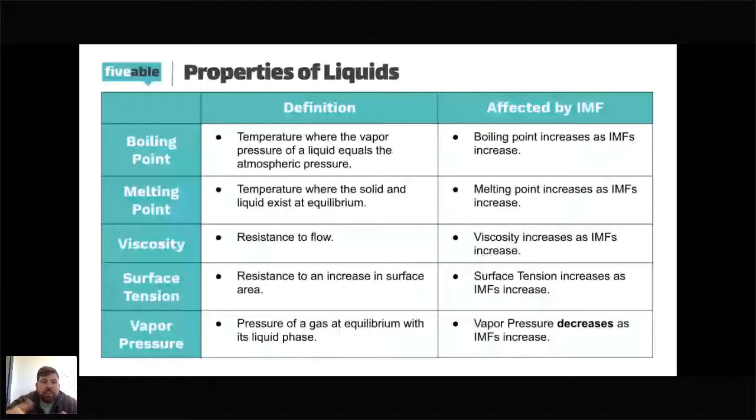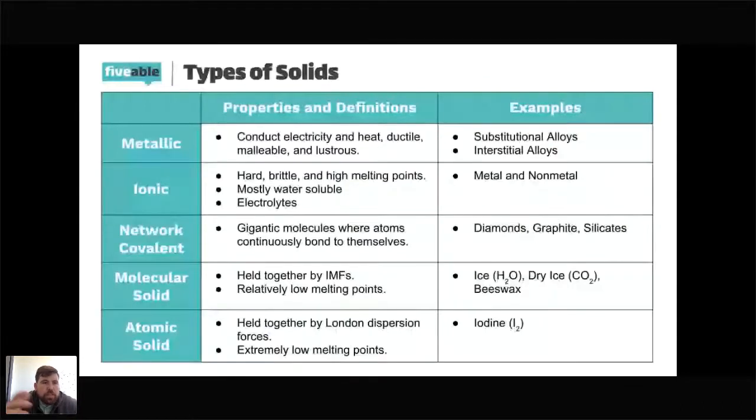Internalize this graph. I've given you the slides, so you can definitely use these for your own good later. Solids. So once again, solids. There are 5 different types of solids. We have metallic, ionic, network covalent, molecular solid, and atomic solids. Once again, knowing and just internalizing this graph will be super useful for you.